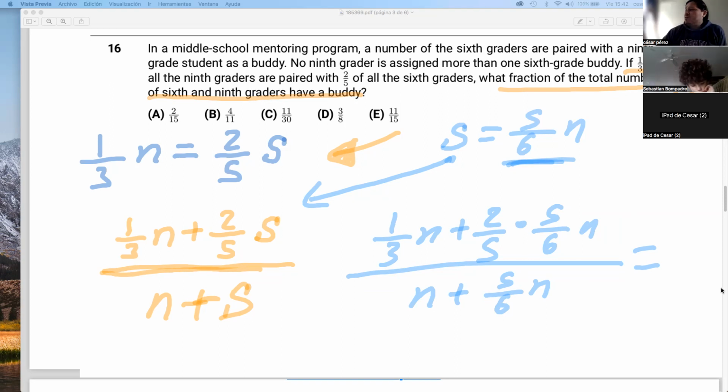Okay. Do you know how to solve this? Yes. Okay.